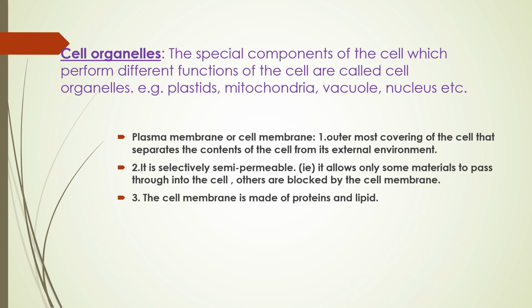The cell has got an outer cover. If it is an animal cell, it has got an outer cover of cell membrane. If it is a plant cell, in addition to cell membrane, the cell has got a cell wall made up of cellulose. So these two components, cell wall and cell membrane, are going to be studied separately.